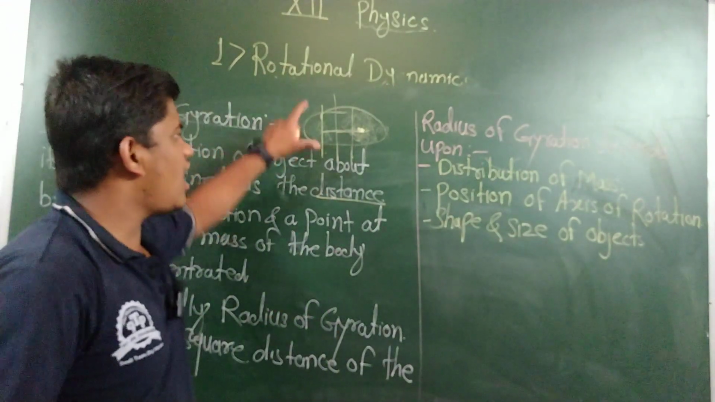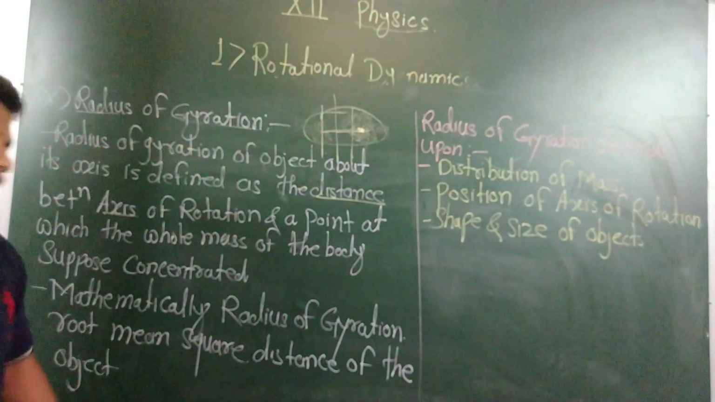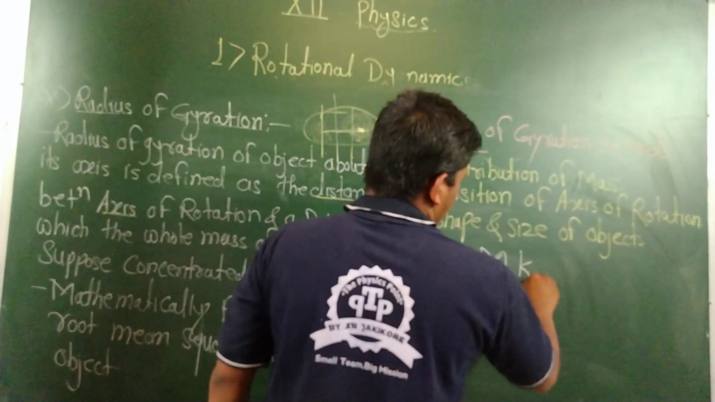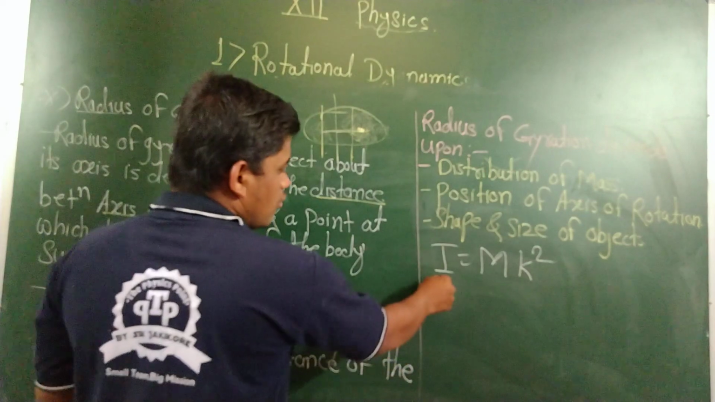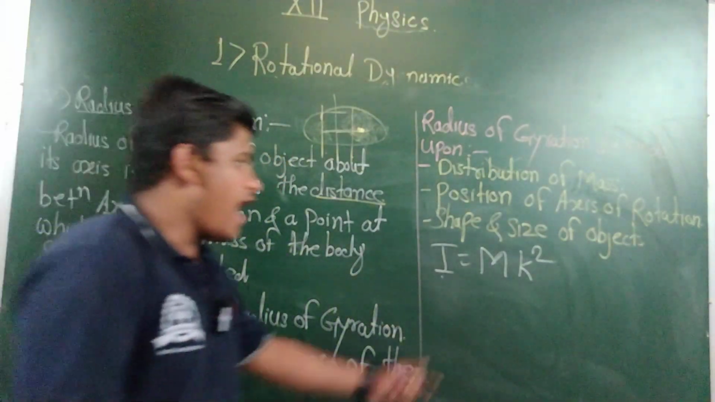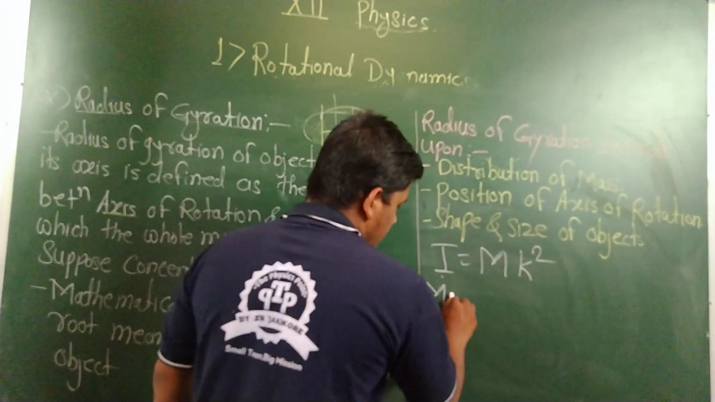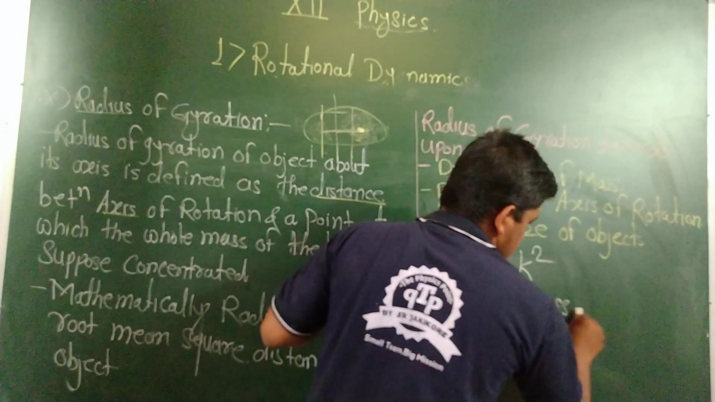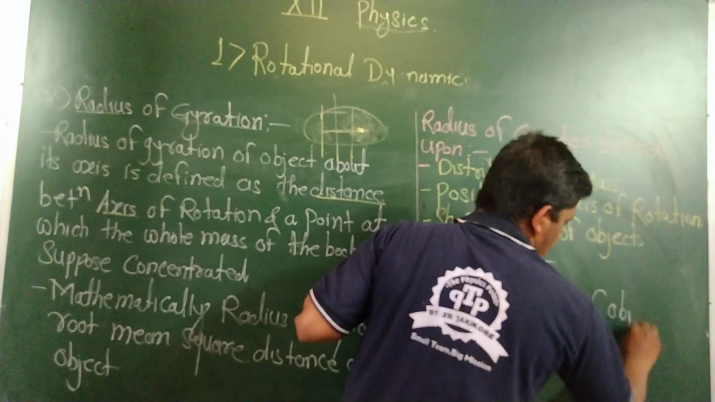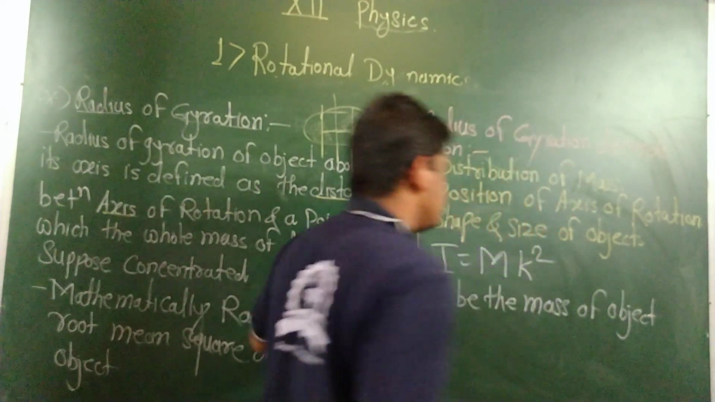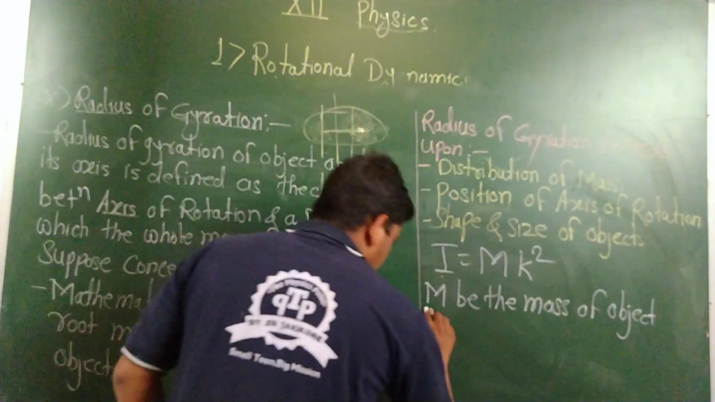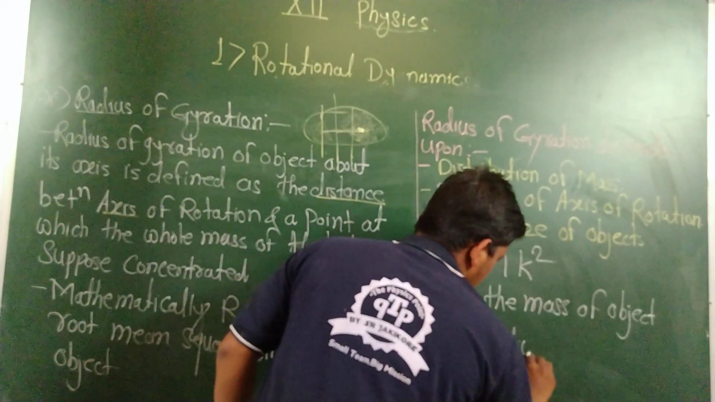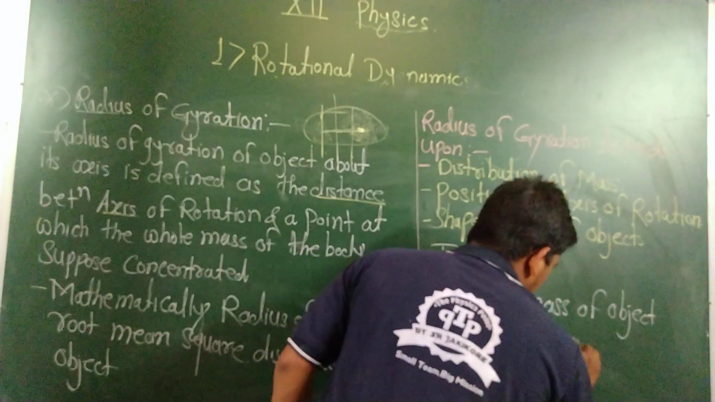The moment of inertia in terms of the radius of gyration is I equals m k square. Here I is the moment of inertia of the object, m is the mass of the object, and k is the radius of gyration.